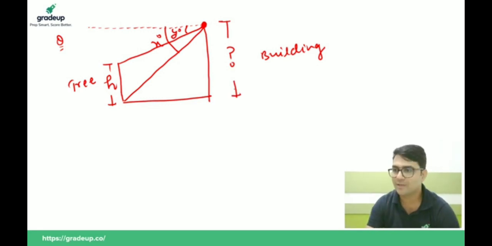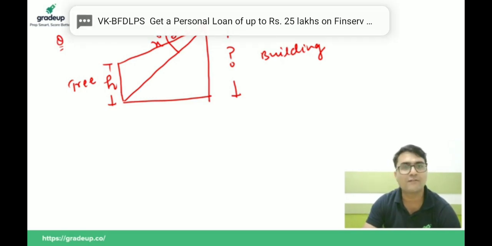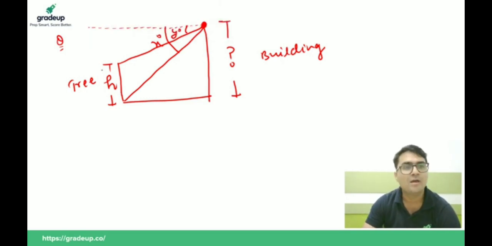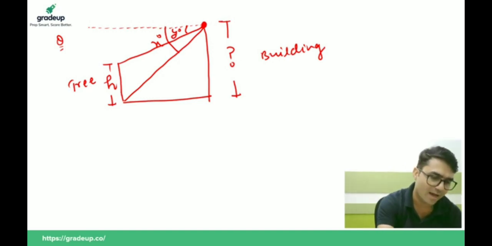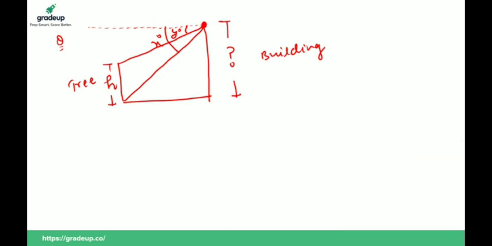Just listen. You have a tree and a building. I don't have the statement right now, so I am explaining here only. The angle of depression from the top of the building to the top of the tree is y degree, and the angle of depression from the top of the building to the base of the tree is x degree. If h is the height of the tree, then find the height of the building. So guys, please try to attempt this question. I am waiting.